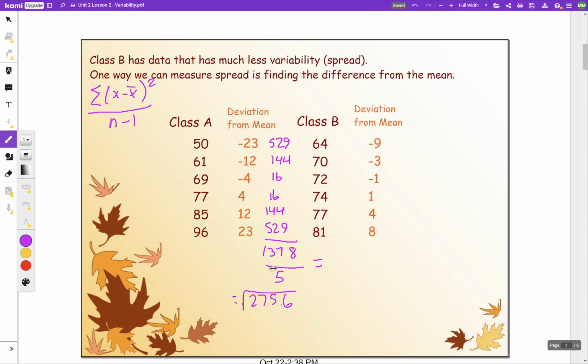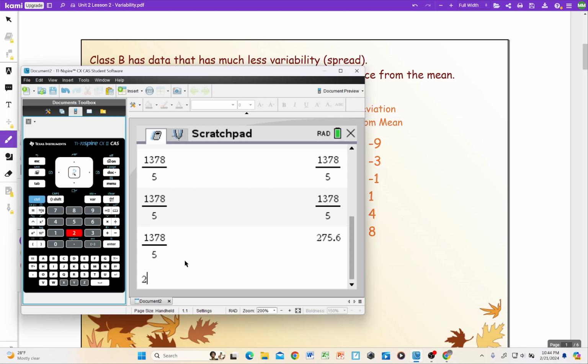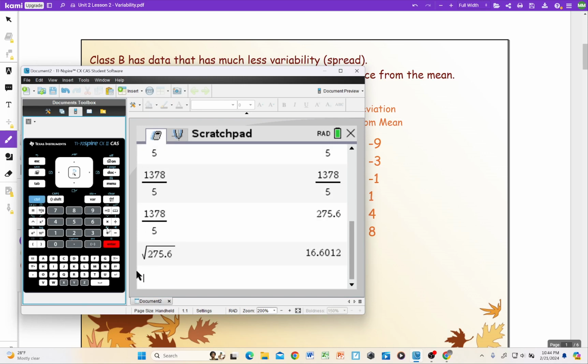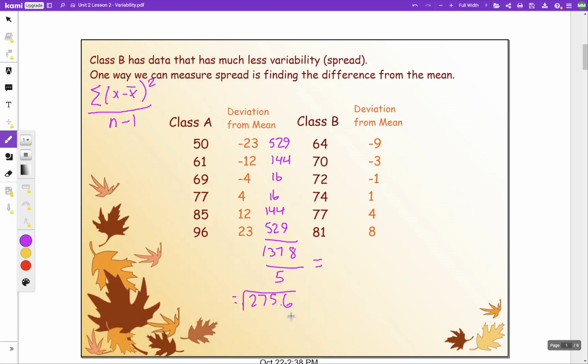The reason for the square root is we said these are now squared exam scores. We take the square root to return back to just plain exam scores. Actually, I could just do square root of 275.6. 16.6. So what this number is saying is that we would expect exam scores to differ from average by about 16.